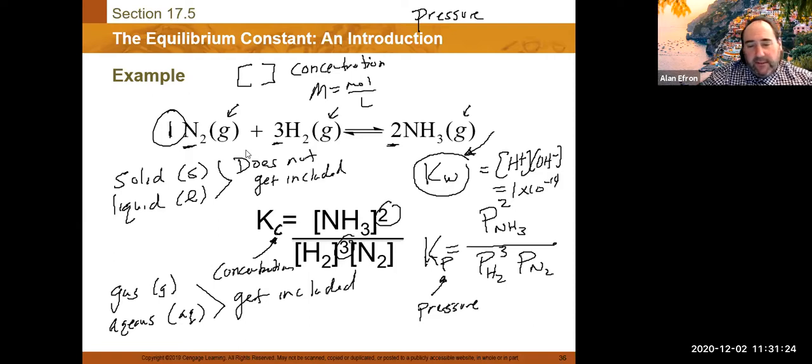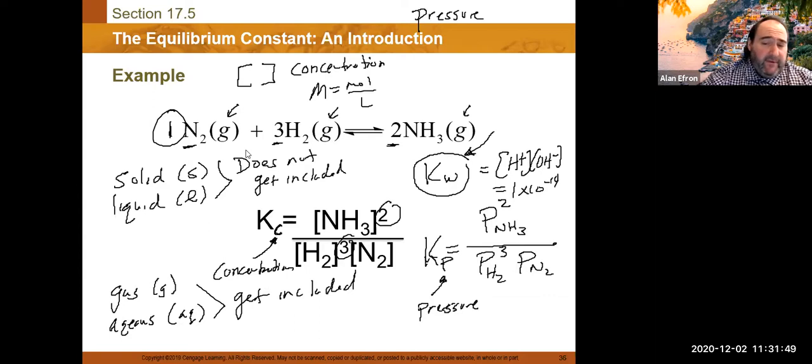And really, solids and liquids don't interfere at all in terms of the equilibrium because, first off, a pure liquid like water, for example, will pretty much have a constant concentration no matter what happens. So something like water, which is a pure liquid, H2O in the liquid form, pretty much doesn't change its concentration over a period of time, even though some reactions are happening.